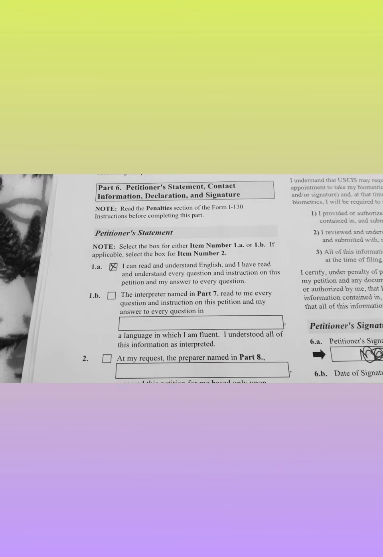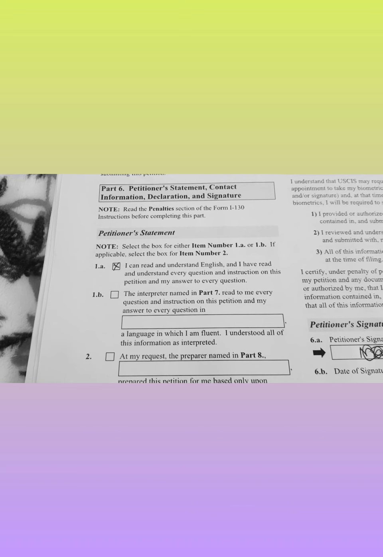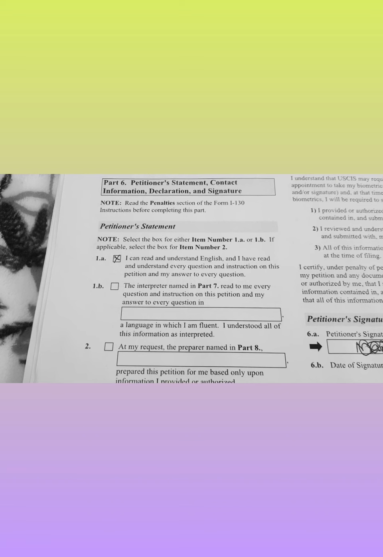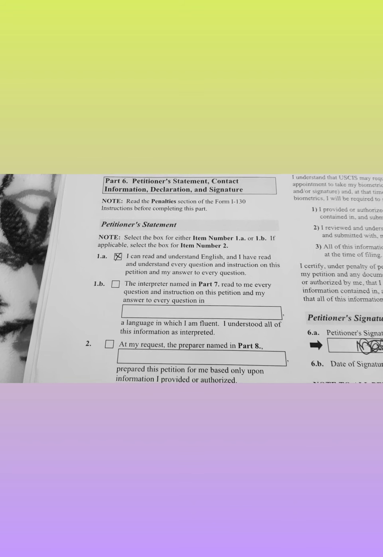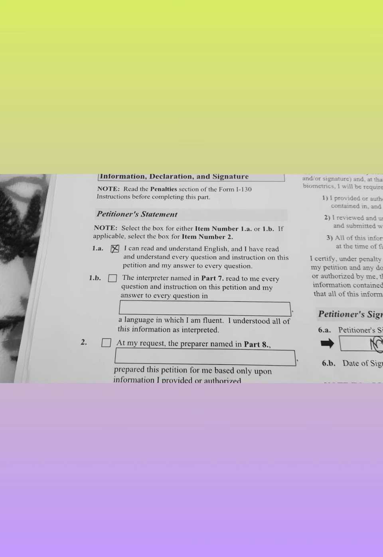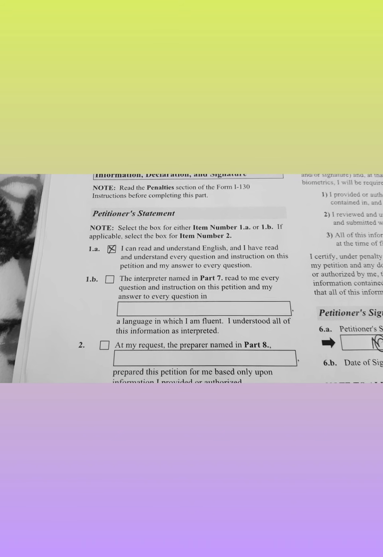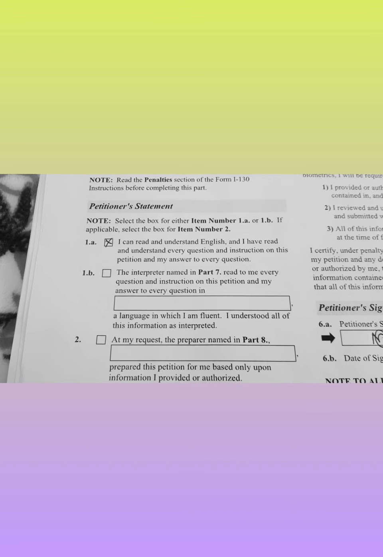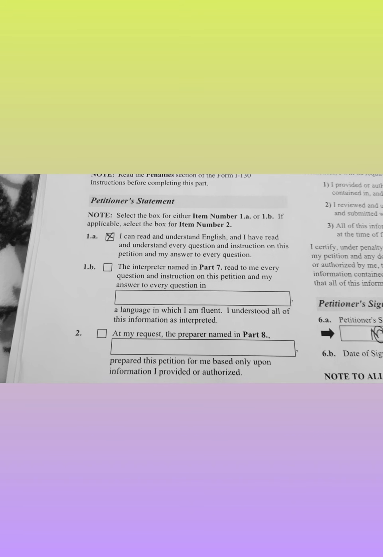It says read the penalty section of the form I-130 instruction before completing this part. So this is petitioner statement. Says note, select the box for either item number 1A or 1B. If applicable, select the box for item number 2. Says 1A says, I can read and understand English, and I have read and understand every question and instruction on this petition and my answer to every question. Yes, we click on 1A. 1B says, the interpreter named in part 7.